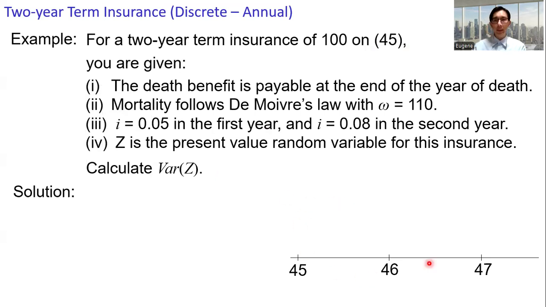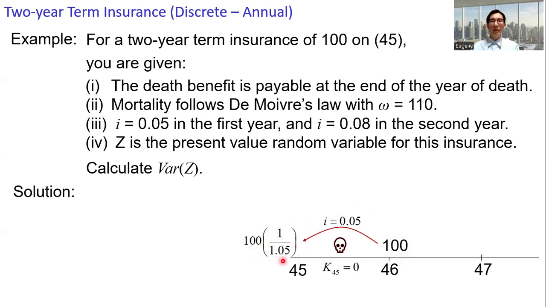All right, a time diagram. An individual at age 45. If the individual dies before reaching age 46, the insurer pays $100 at this time point. The present value is 100 times nu. And in this first year, i is 0.05, so nu is 1 over 1.05.